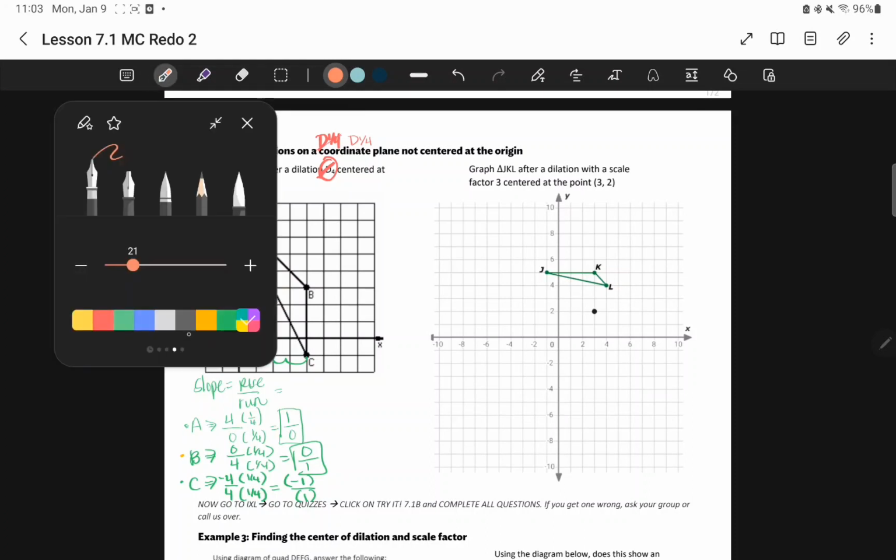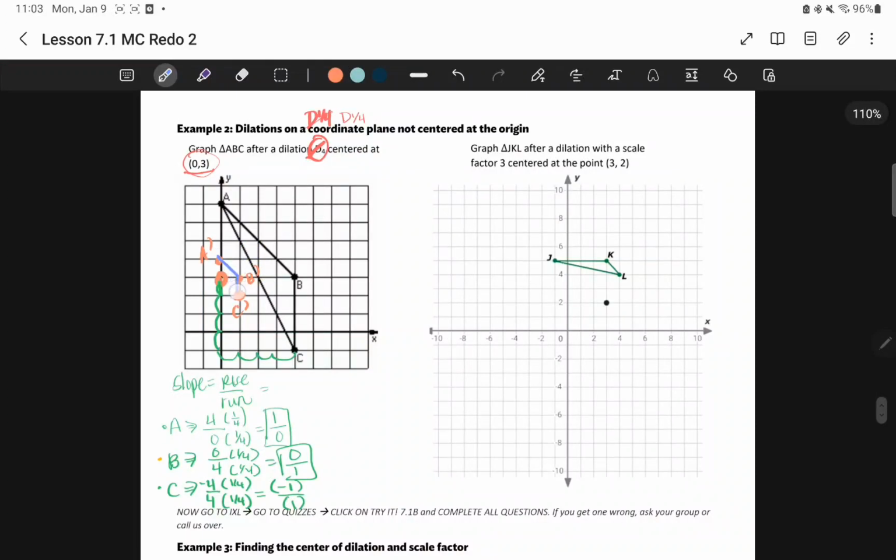So if I connect my dots, there's my triangle. I have confidence that this is right because it's smaller than my original and it looks a fourth as small. Okay, so let's try this one more time and then we'll stop there.